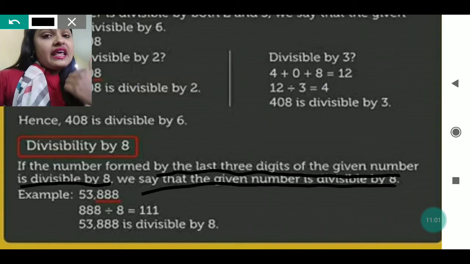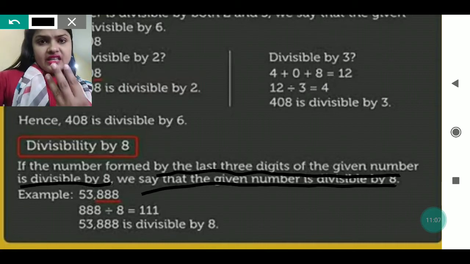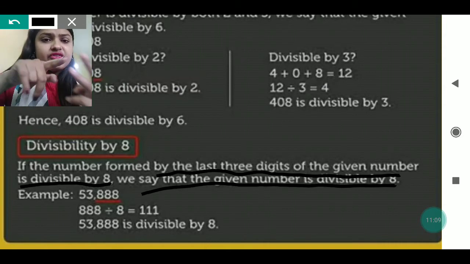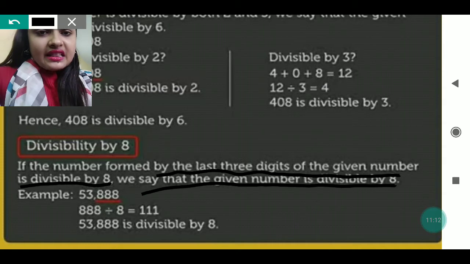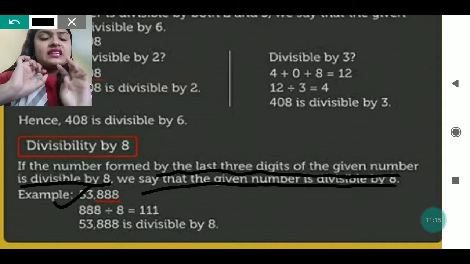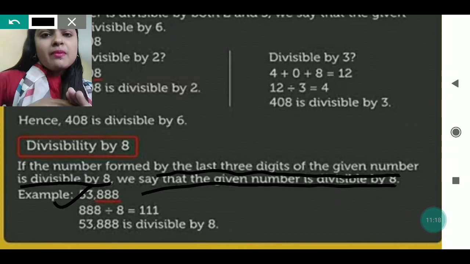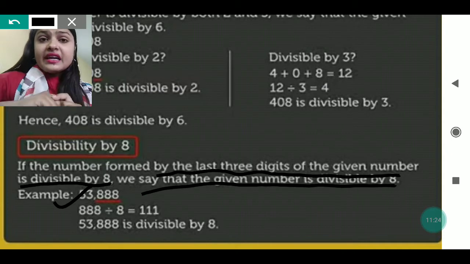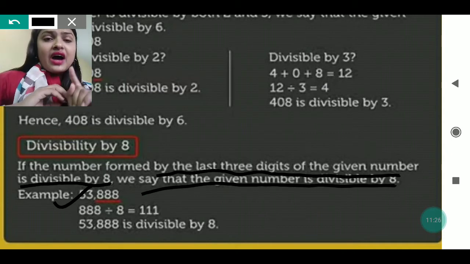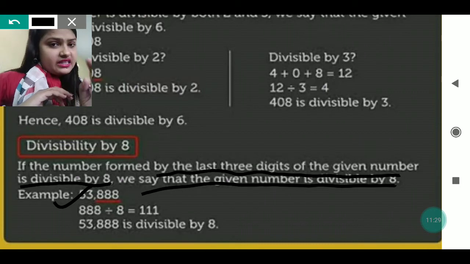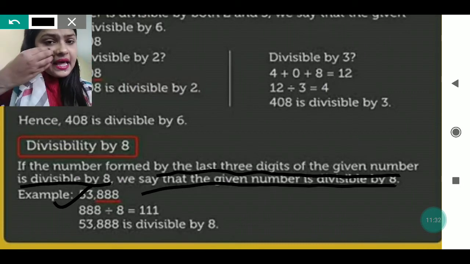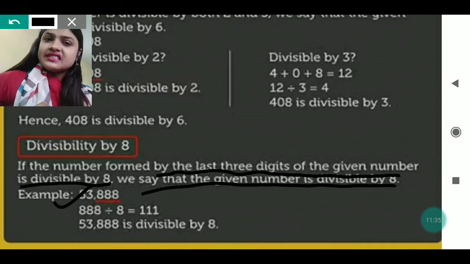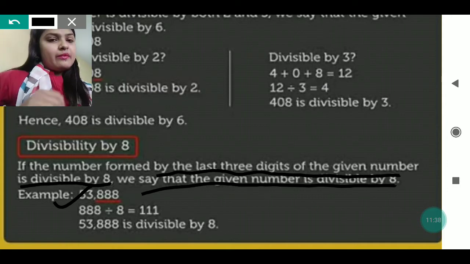In the same way, for 8, if the last 3 digits are divisible by 8, my dear. Suppose a 5 digit number is given, and the last 3 digits are completely divisible by 8, leaving the remainder 0. It means the number is completely divisible by 8. For 53888, we take 888, and is 888 divisible by 8? Yes, 888 is divisible by 8. It means the whole number is divisible by 8. So easy, na?